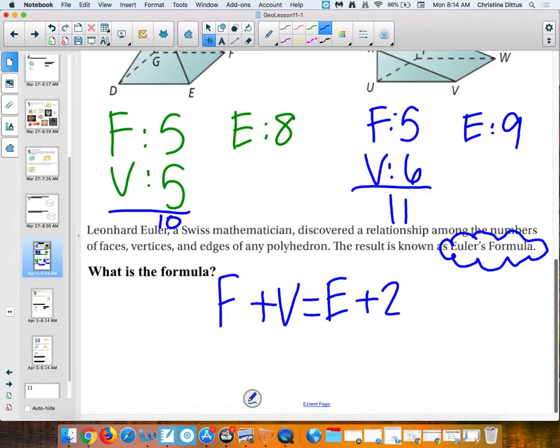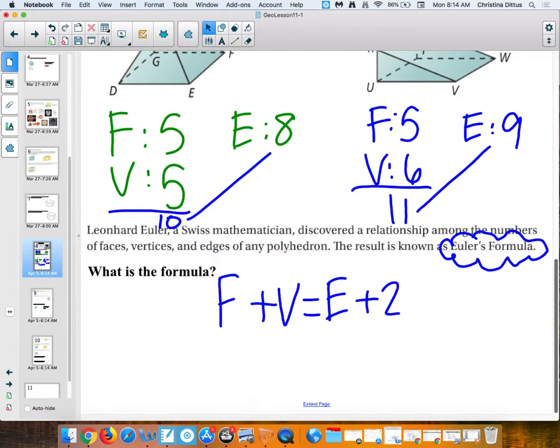Let's do it again. What did you just say? Faces plus vertices, so when I add my faces plus vertices, it equals my edges plus 2. So like, these are 2 away, and these are 2 away. Okay, so say you get the 11 by using that formula.